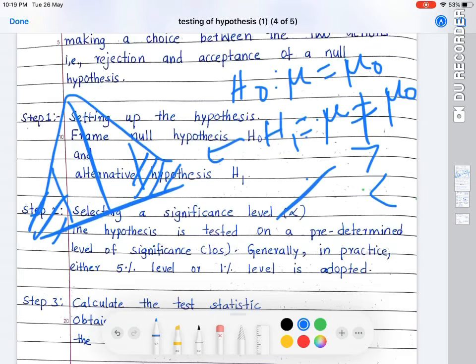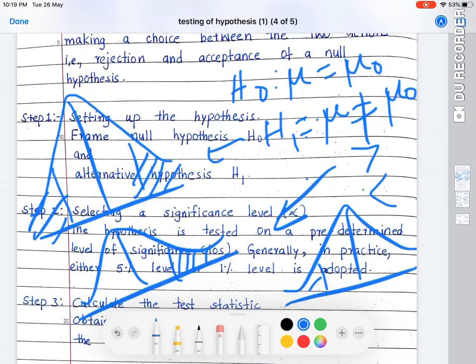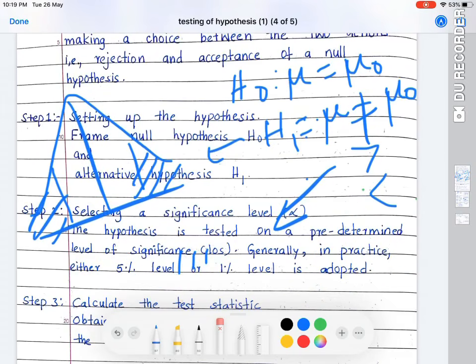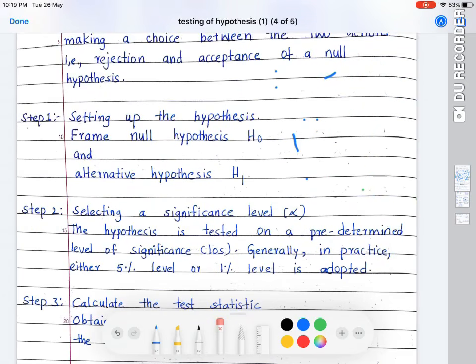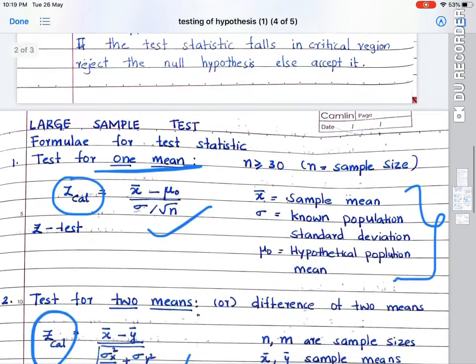For greater than, if we have a greater than symbol, then we draw a tail towards the right side of the normal distribution curve. If it is less than, then we draw a tail towards the left hand side of the distribution curve. So this is how you will also define what type of test you are going to consider when you define the alternate hypothesis.